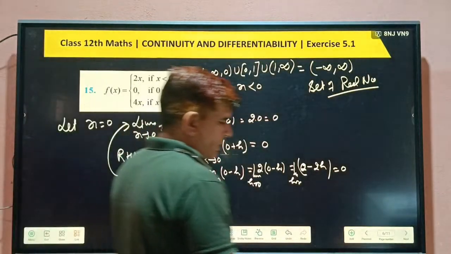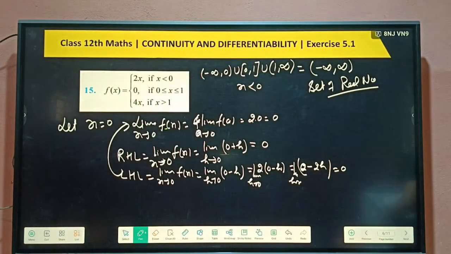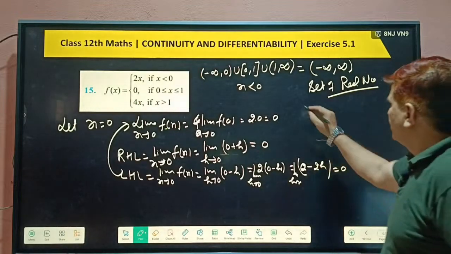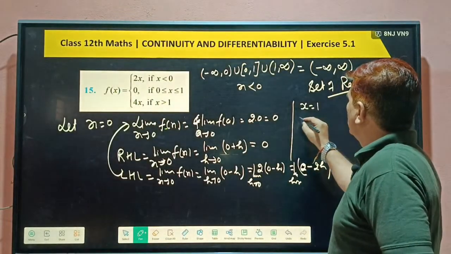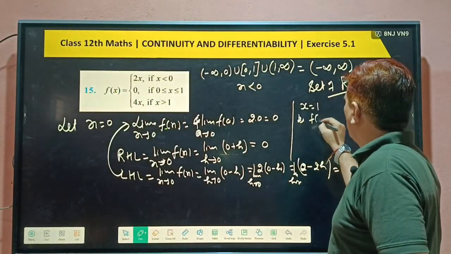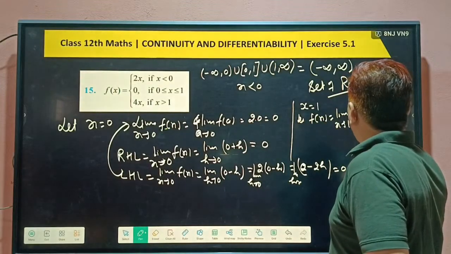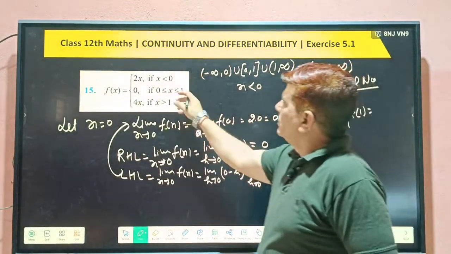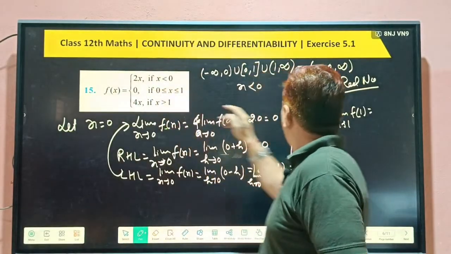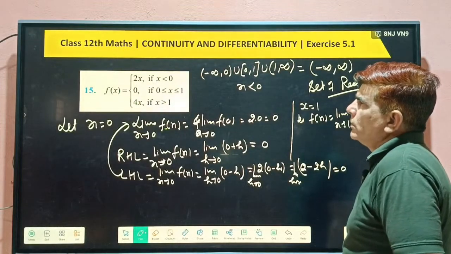At x equal to 1 we will check. What will we check? At x equal to 1. So limit x tends to 1 of f of x is equal to f of 1. f of 1, 1 is where? So what is this? 0. Understood?